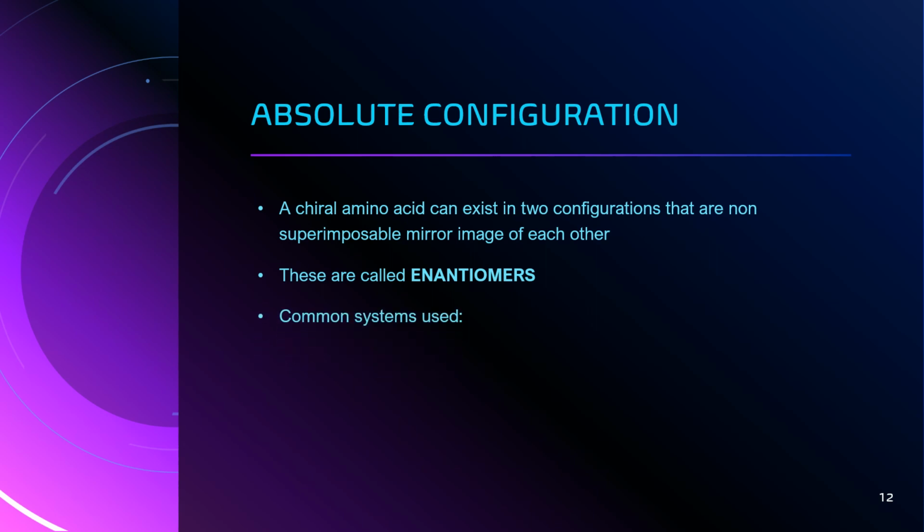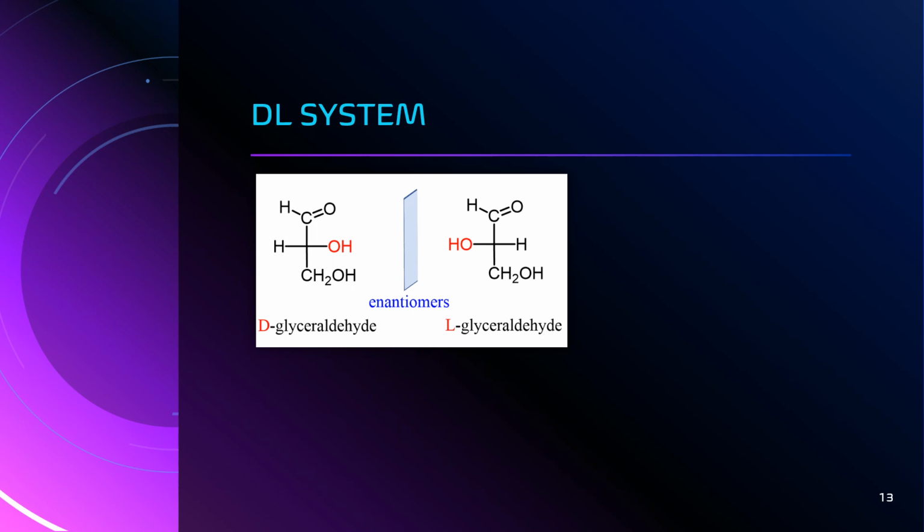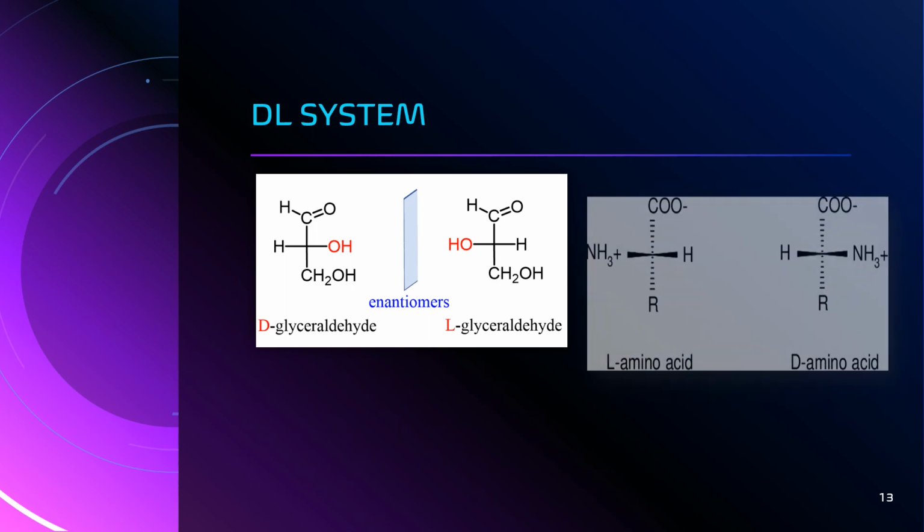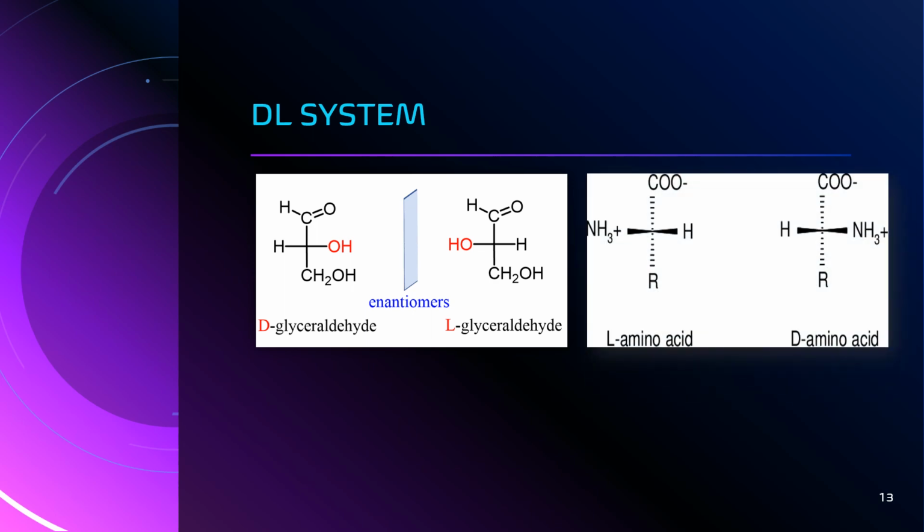So different systems have been developed to specify the absolute configuration of a chiral molecule. The common systems that we use in the case of amino acids are the DL system and the RS system. We are going to discuss them in detail. In the DL system, it is actually a comparison. Here we relate the structure of a 3-carbon aldose sugar, glyceraldehyde, to that of the amino acid.